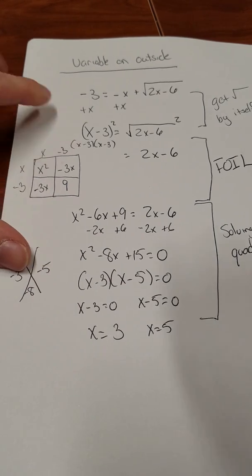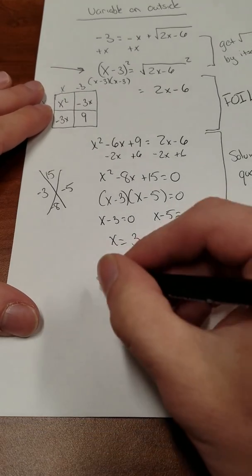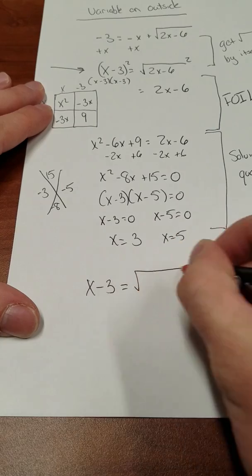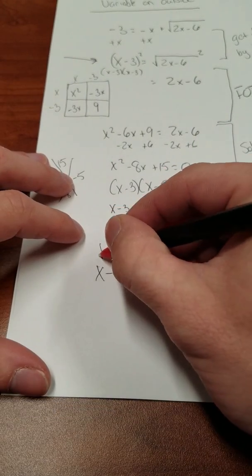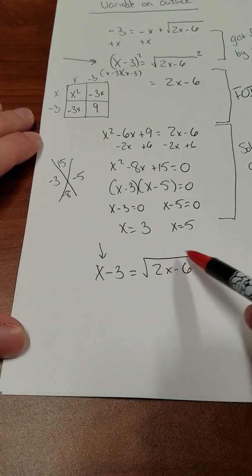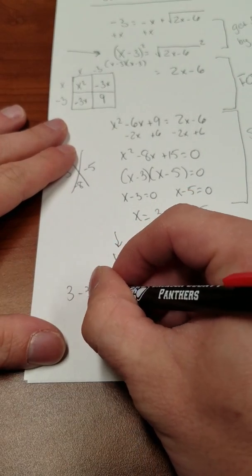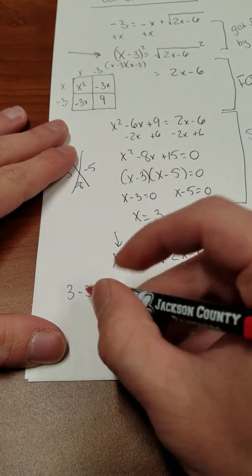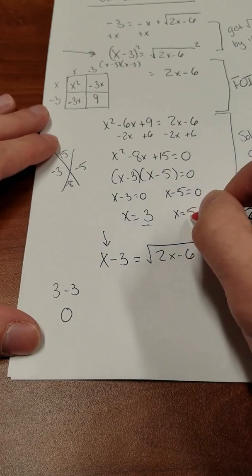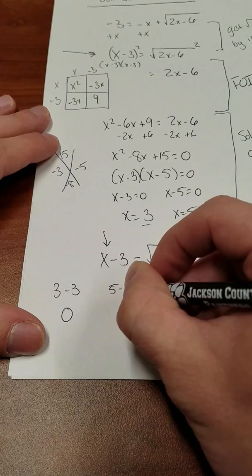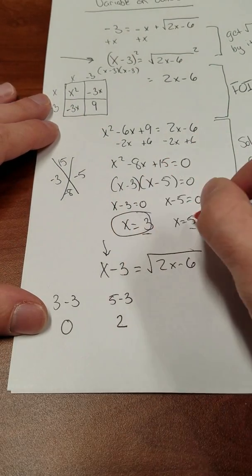We need to go back up to the step wherever we had the square root by itself. So x minus 3 equals square root of 2x minus 6. This will work out fine as long as this piece is positive, because you remember a square root can't equal a negative. So we just need to plug in over here. 3 minus 3. So plugging in that piece into x, you get 0. A square root can equal 0, so that's fine. Plug that in for x. 5 minus 3. You get 2. Positive number, everything's good. Both of them are solutions.